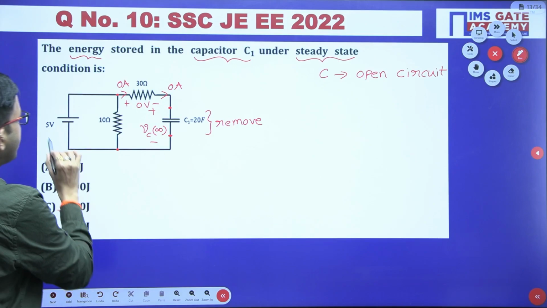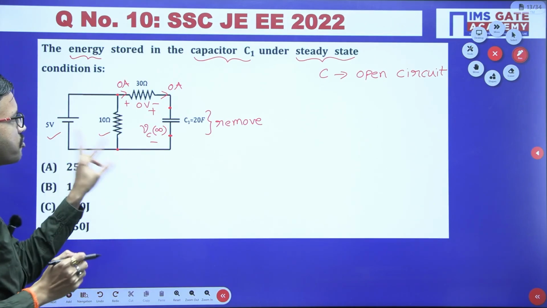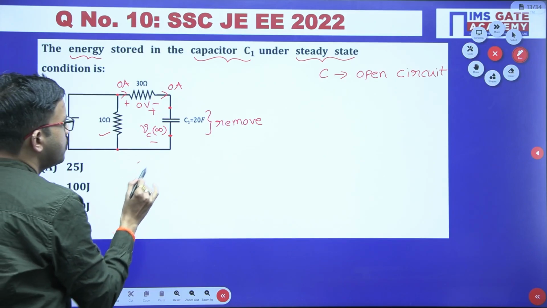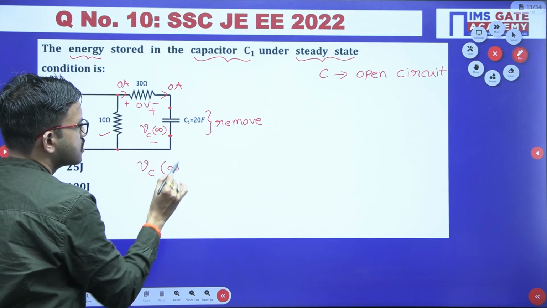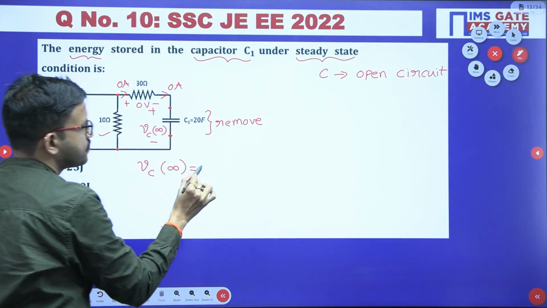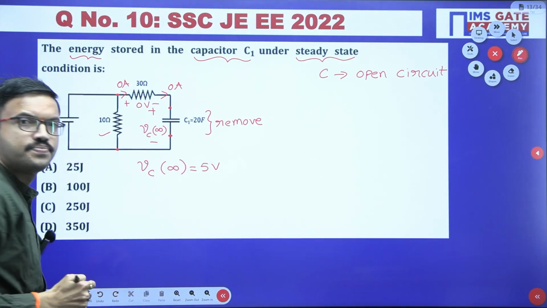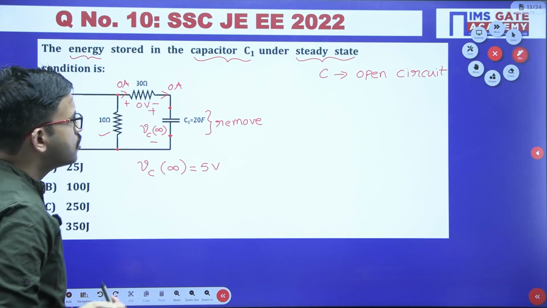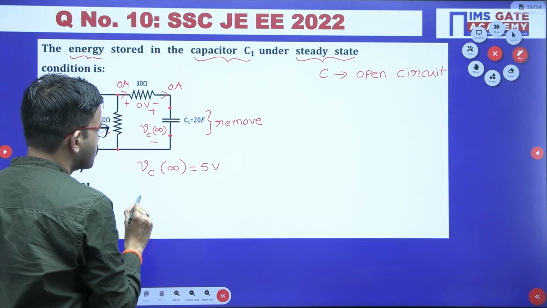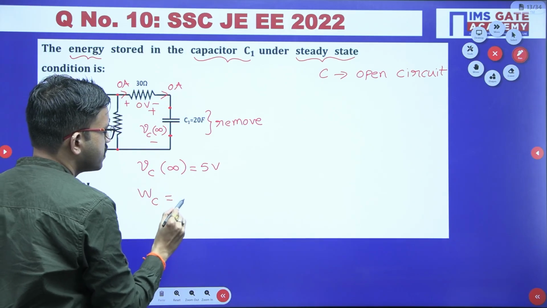Here the 5 volt source and 10 ohm resistor are both connected in parallel. In parallel, voltage will be the same. So without using pen and paper, directly you are getting the answer. The voltage across the open circuit terminals is 5 volt. Now they are asking energy stored in the capacitor. That is equal to half CV square.